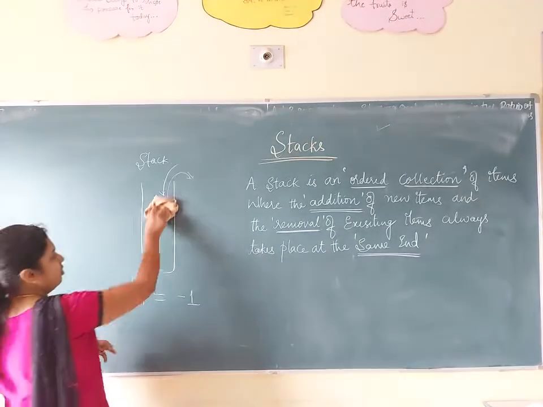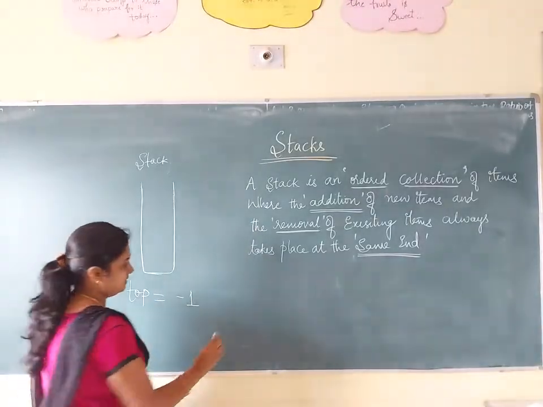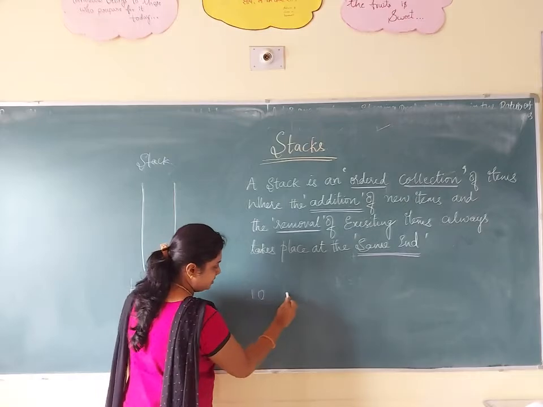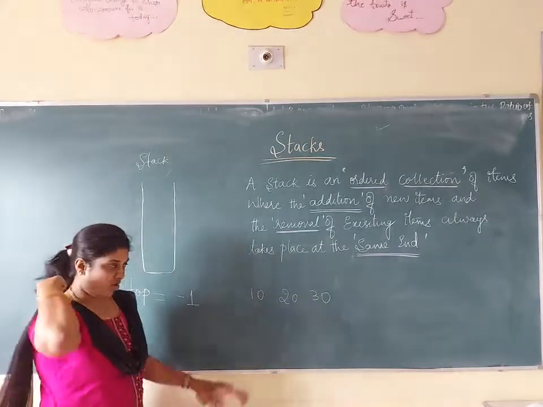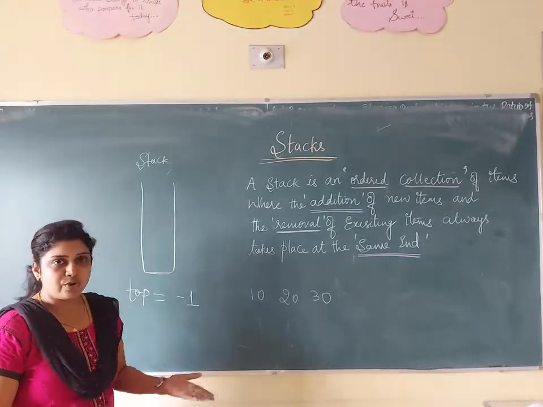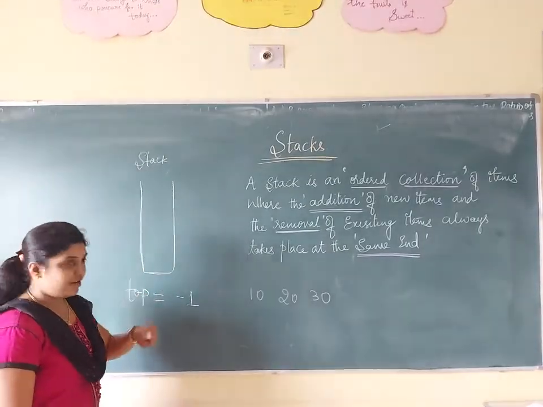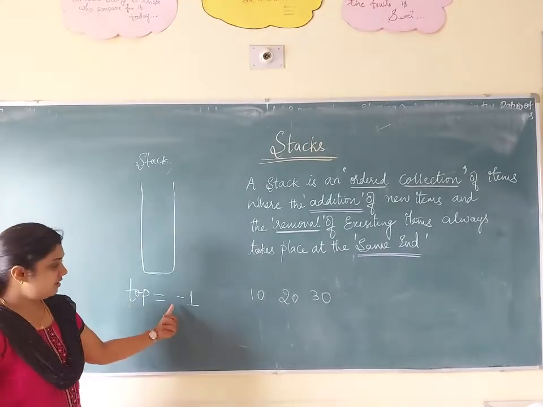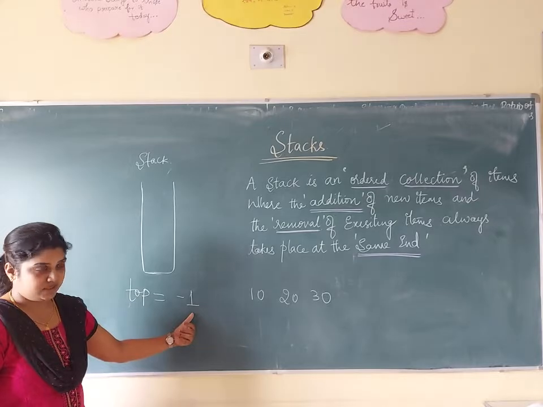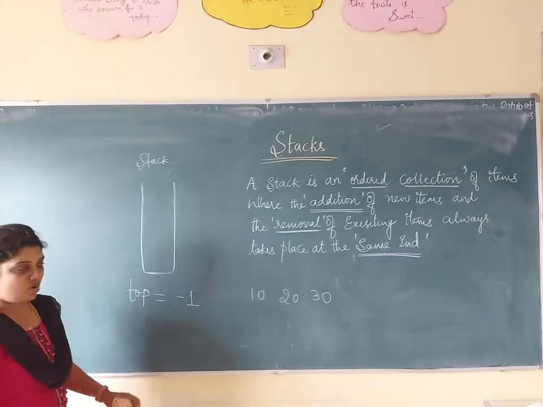Suppose I want to insert 3 elements, 10, 20, 30. I want to insert 3 elements. How do you do it? First you have to consider the stack memory and check whether top is equal to -1. If it is pointing to -1, it indicates that the stack is empty. Now what I want to do?